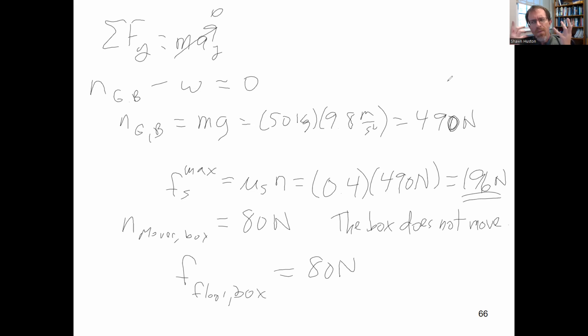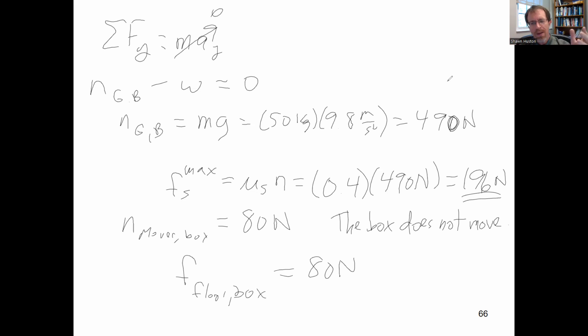Now think about physically what we would be saying if we were to say that the frictional force was actually 196. That would mean that the mover's pushing with a force of 80 newtons to the right, and the friction force is pushing with a force of 196 newtons to the left. Well, the friction force would be bigger than the force that the mover's pushing with, and that would tell us that friction is making the box move to the left, which doesn't work.